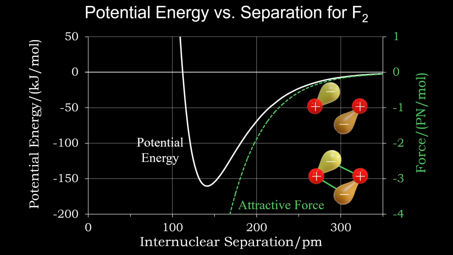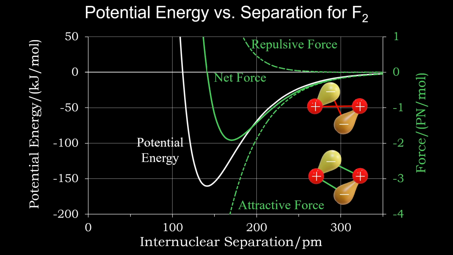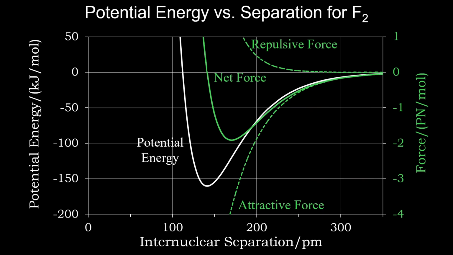These come about because like charges repel. There is repulsion between the nuclei and between the electrons. The repulsive force becomes more repulsive as the atoms get closer together. Adding the attractive and repulsive forces together gives the total force, or net force. The learning objective was to describe the net force at the equilibrium separation.